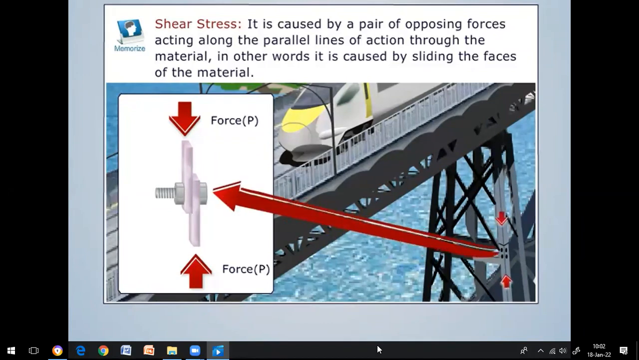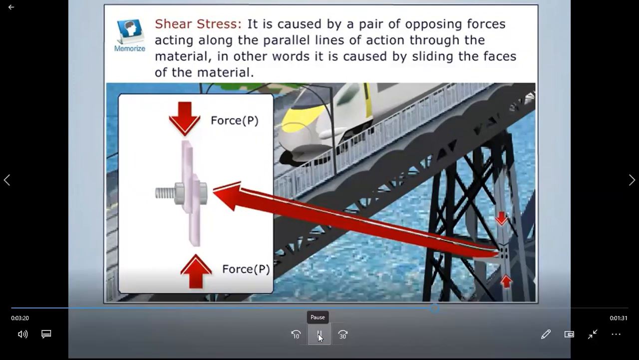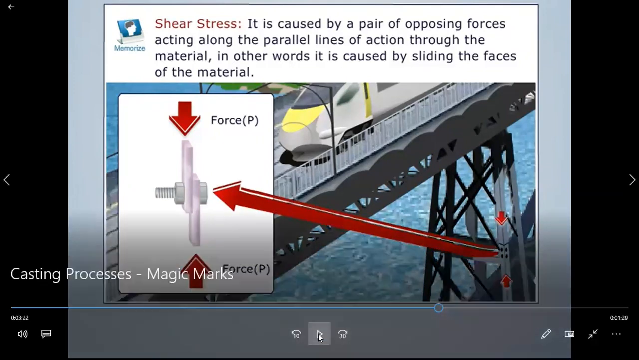Now look at the structure element riveted at the joint. We find that the load is acting on opposite directions.